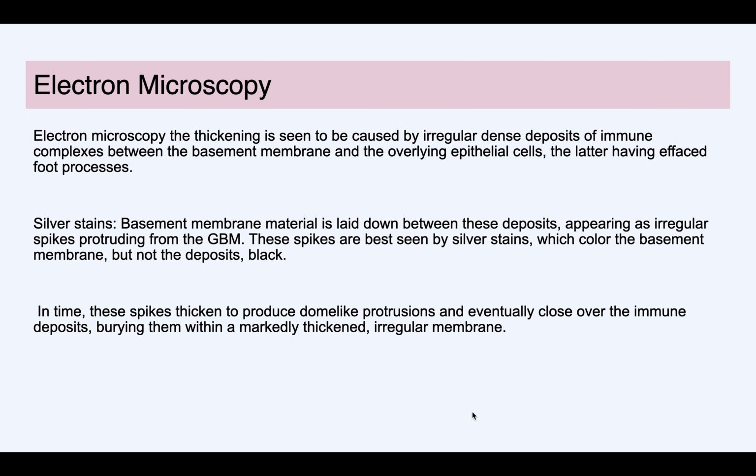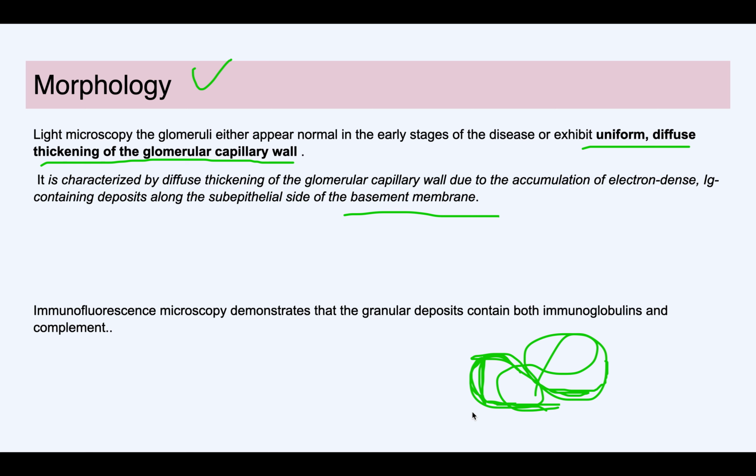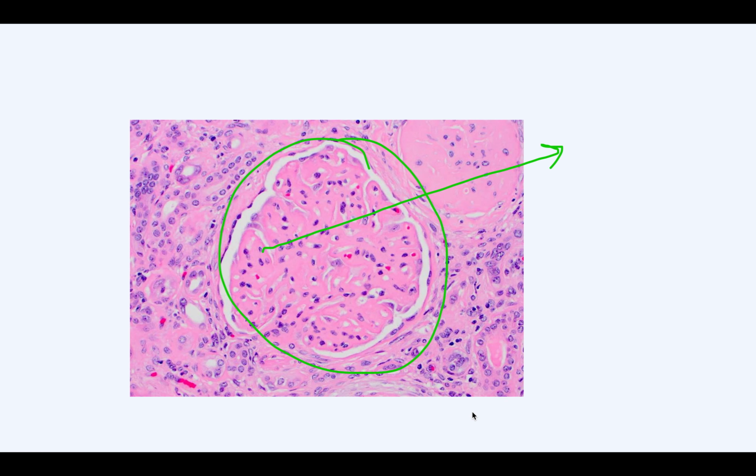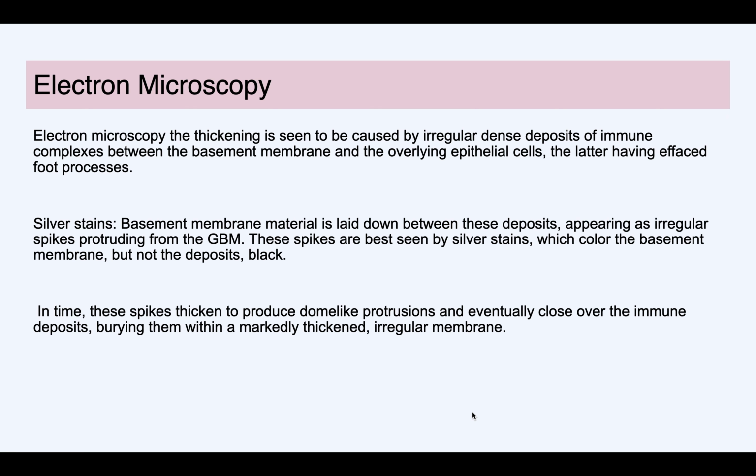Now, if you see immunofluorescence, because this is because of deposition of certain complements, immunoglobulins, immune complexes, the deposit will be granular rather than diffuse. Now on electron microscopy, before the electron microscopy, let me tell you about the silver stain.